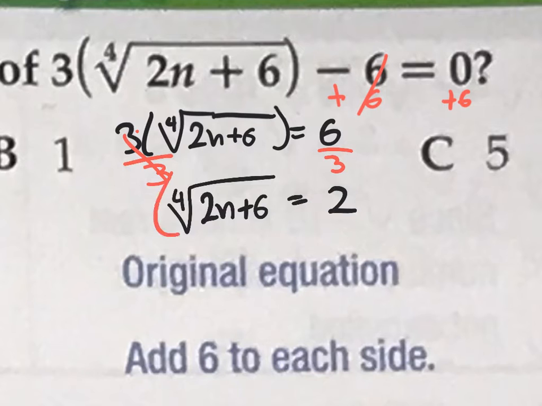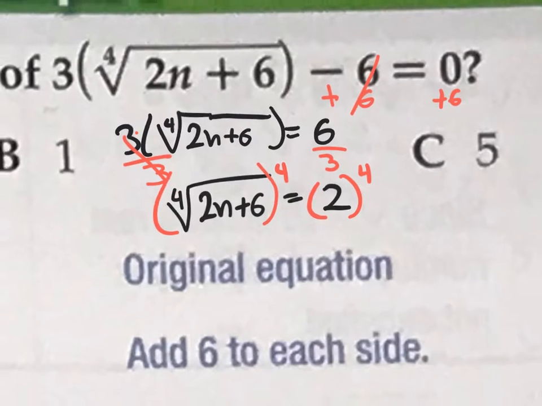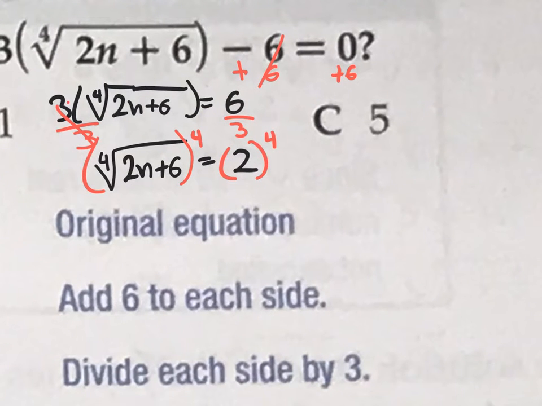So what exponent am I going to put right here and right there? Power of 4, that's right. So when I apply the power of 4, the 4th root and the power eliminate, and you end up with a nice simple 2n + 6. No more roots, no more powers, just 2n + 6 equals 2 to the 4th. That works out pretty nice. 2 times 2 is 4, times 2 is 8, times 2 is 16. Did I do that right?